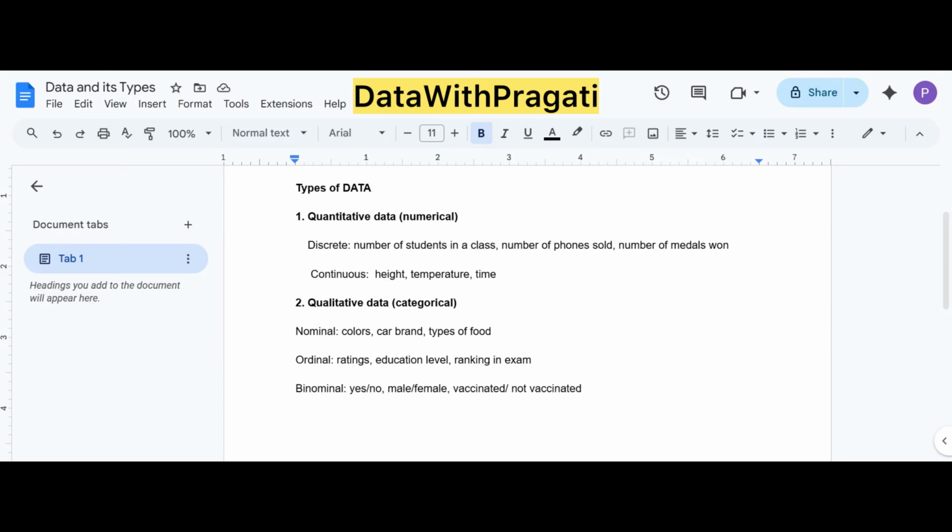Let's see binomial data. This is the simplest type, only two categories, which is yes or no, male or female, vaccinated or not vaccinated.